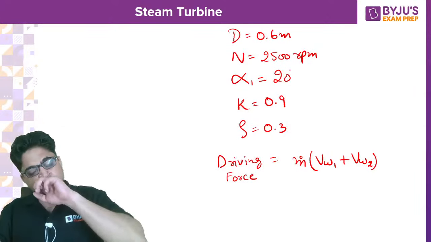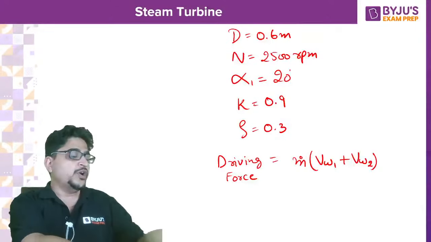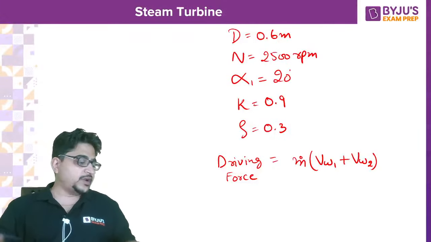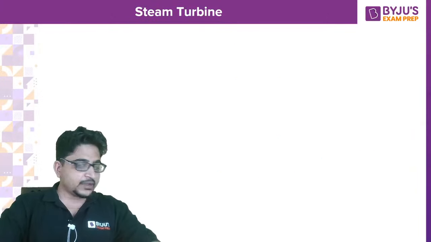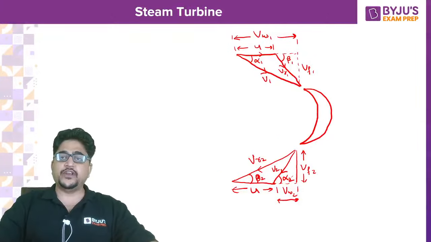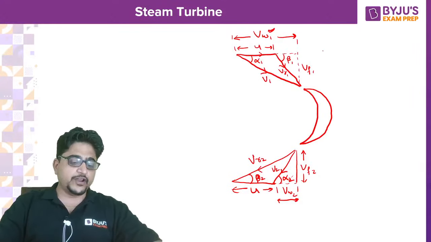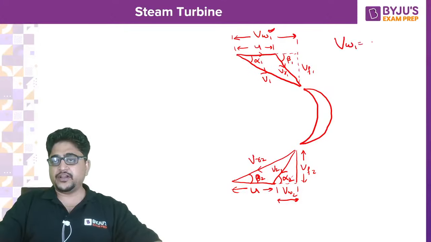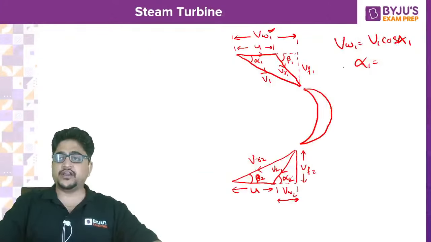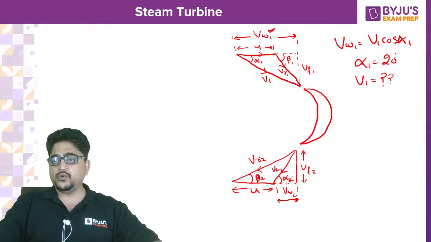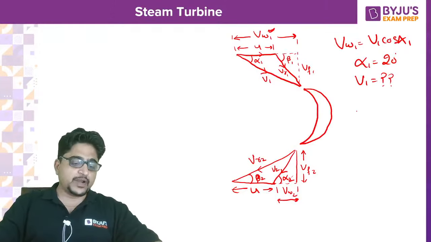Now you have to calculate the value of VW1 and VW2. If you can easily calculate the value of VW1 and VW2, then it is very, very simple. So first of all, let us focus on VW1. How can you calculate the value of VW1? VW1 can be calculated as V1 cos alpha 1. We know the value of alpha 1, which is 20 degrees, but we don't know the value of V1. But we know the value of blade speed.